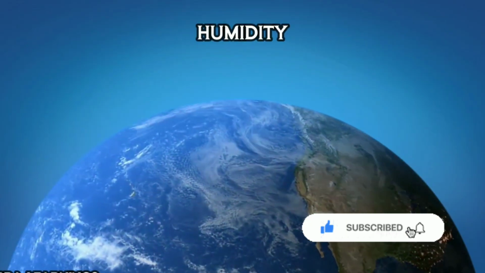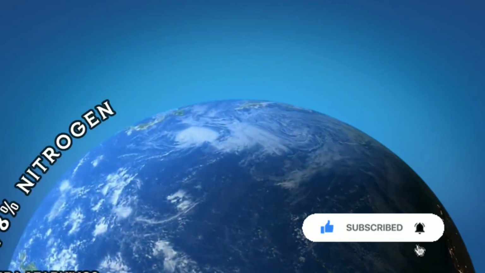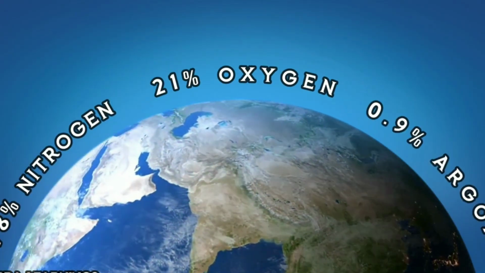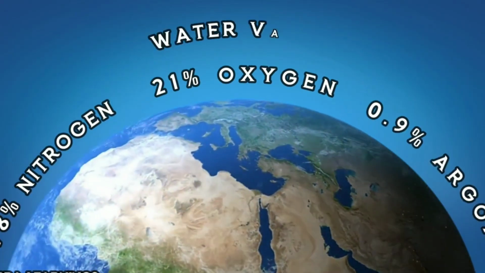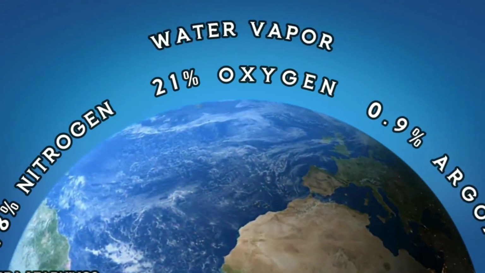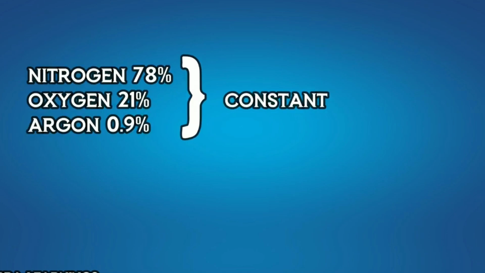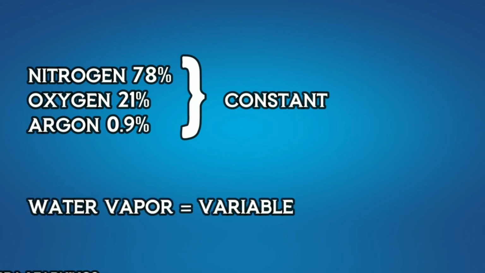Our atmosphere is a mixture of 78% nitrogen, 21% oxygen, 0.9% argon, and a small amount of water vapor. The amounts of nitrogen, oxygen, and argon remain constant, and their values do not change. However, the amount of water vapor varies depending on the place and the weather. This water vapor present in the atmosphere is what we call humidity.